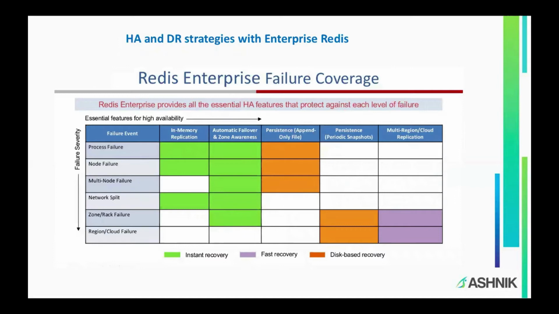And this is a slide. You can see how Enterprise Redis helps you to achieve zero data loss without impacting the performance at different stages, starting with a simple process failure till your complete region or cloud has failed. So you can see the different events of failure and the mechanism to recover, starting with instance recovery, fast recovery, as well as disk-based recovery. Now let me show you a demo on how my different use cases will work on an Enterprise Redis cluster.